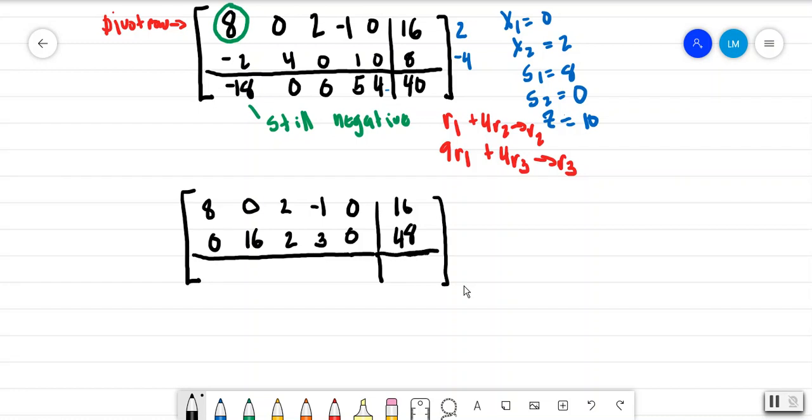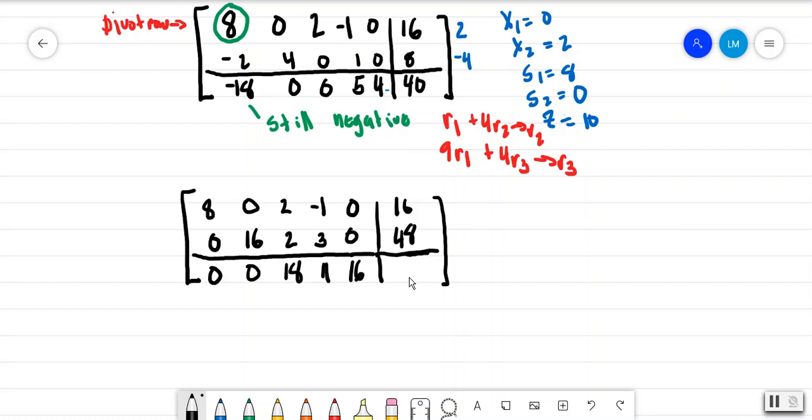Now we have 9 times 8, which is 72. Then we have 4 times -18, which is -72. So that's going to be 0. The next is going to be another 0. The next is going to be 18. The next is going to be 20 minus 9, which is 11. Now, this one's actually going to be just 16, and I did that fast because 0 plus 4 times 4 is 16.